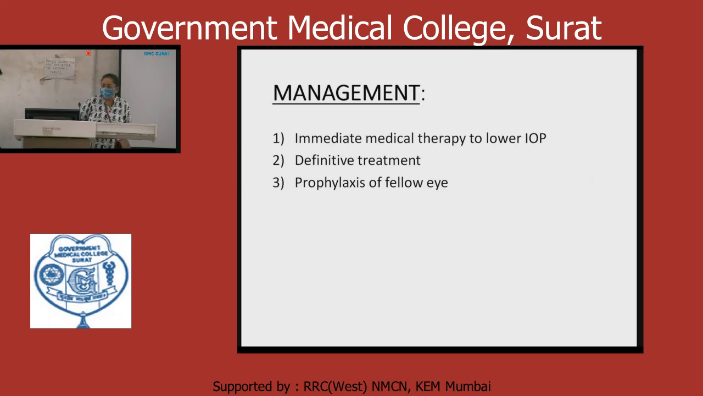First, we have to give a hyperosmotic agent, but by the intravenous route. By intravenous route, we can give mannitol. The dose is 1 gram per kg body weight. So, directly you have to start injection mannitol IV. Then you have to give glycerol. Then you have to give a carbonic anhydrase inhibitor, Diamox tablet.